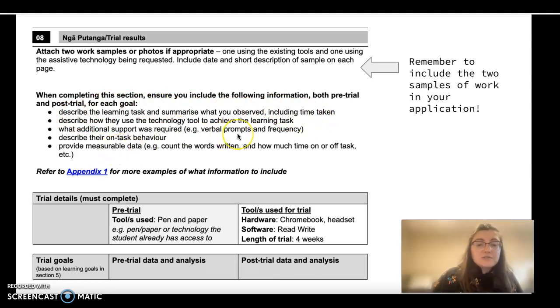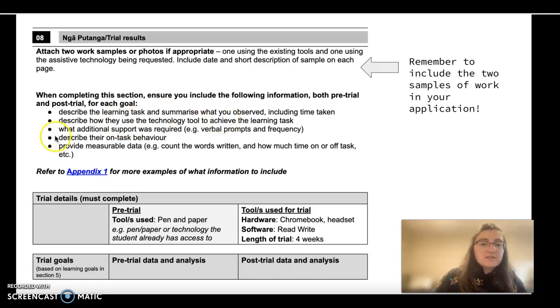Describe how they use the technology and the tools. This is really important, especially in the post. So say for read and write, if they're only using speech to text, text to speech, they don't necessarily need read and write because Google Docs does that anyway. So you have to prove that they're using all of the tools within the software or hardware that you've got. And that has to all come from this data just in this table.